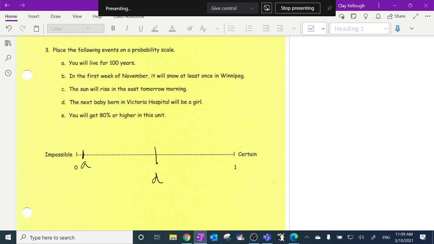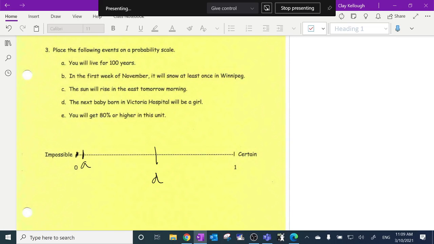Okay, let's think about, if we put an F down there, chances of winning the 649, what do you think? That would be so close to 0. Could you even see 1/13 millionth of this line, or 1/14 millionth of this line? No, it'd be 0.